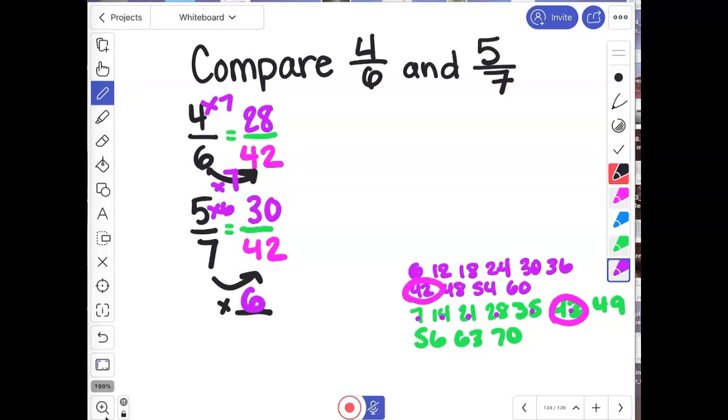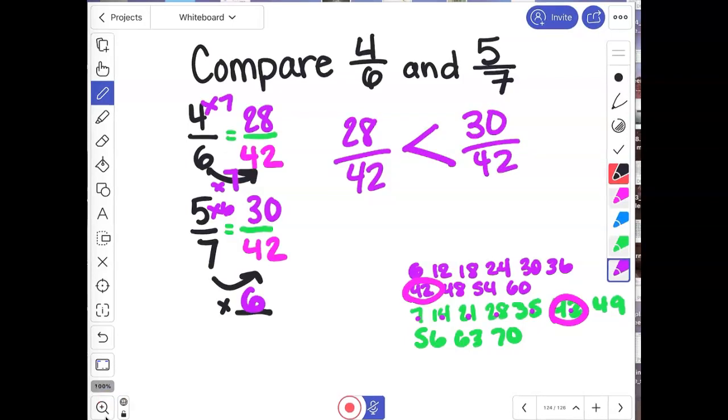Next step, compare the new fractions. 28/42 is less than 30/42. So 4/6 is less than 5/7. I listed. I created new fractions. I found the multiplier and multiplied the numerator. Then I compared. It feels like a ton of steps, but it's not something that you can't do. It just takes practice.